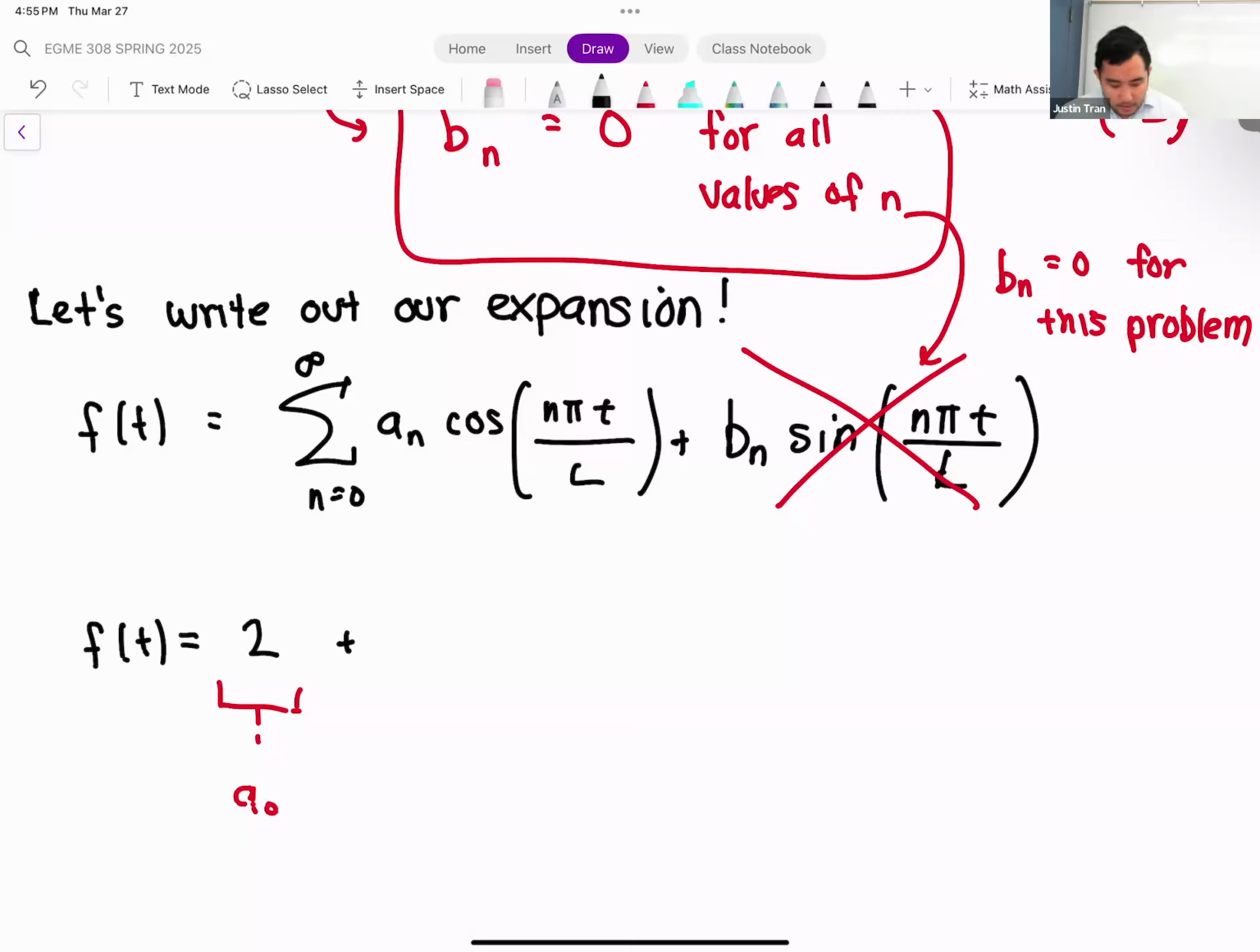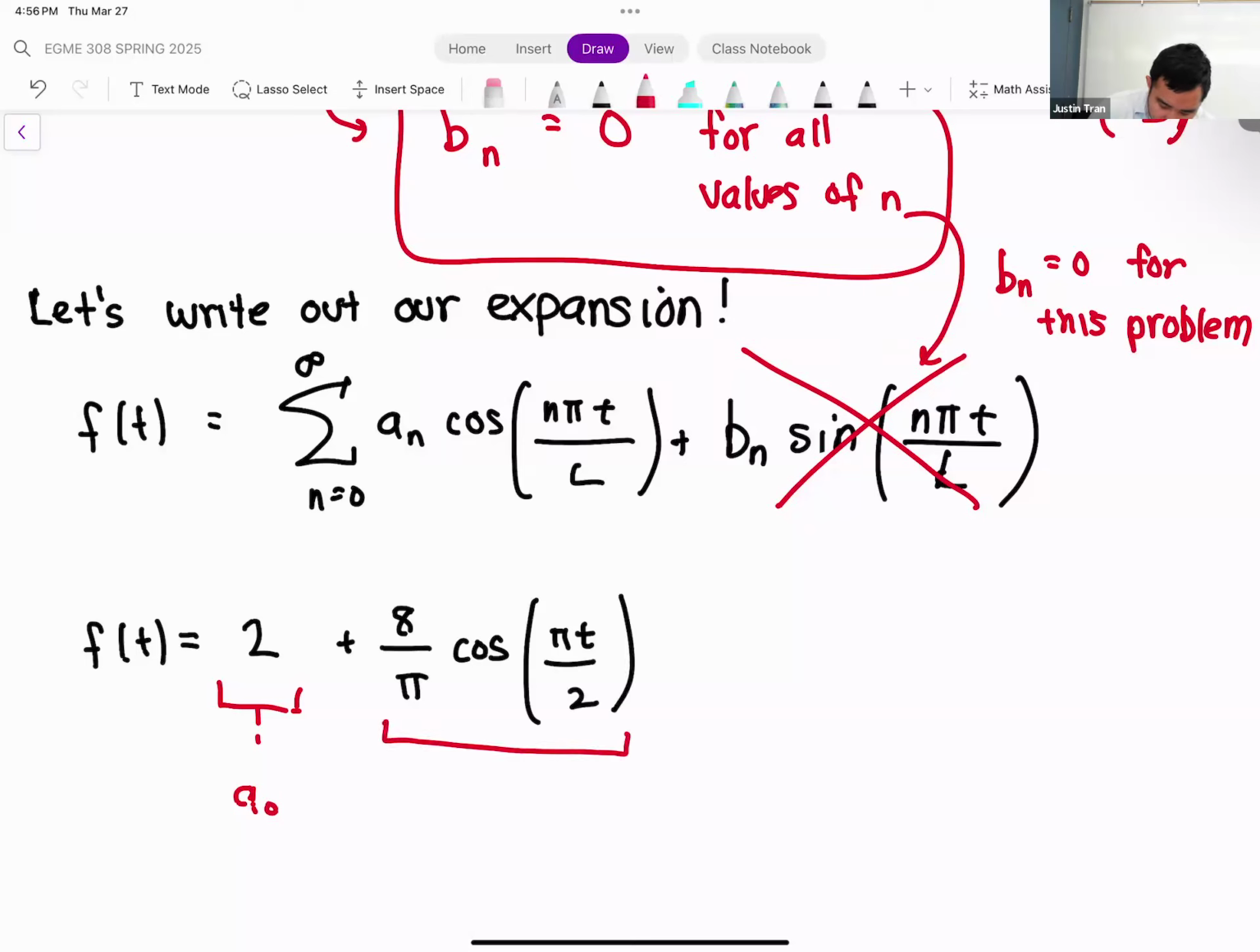Okay. Next, we have the A1 term. For the A1 term, we have 8. My example in the notes here is k, but I plugged in k is equal to 4. So you have 8 over pi cosine of pi t divided by 2. Okay, so this term here is the A1 term.